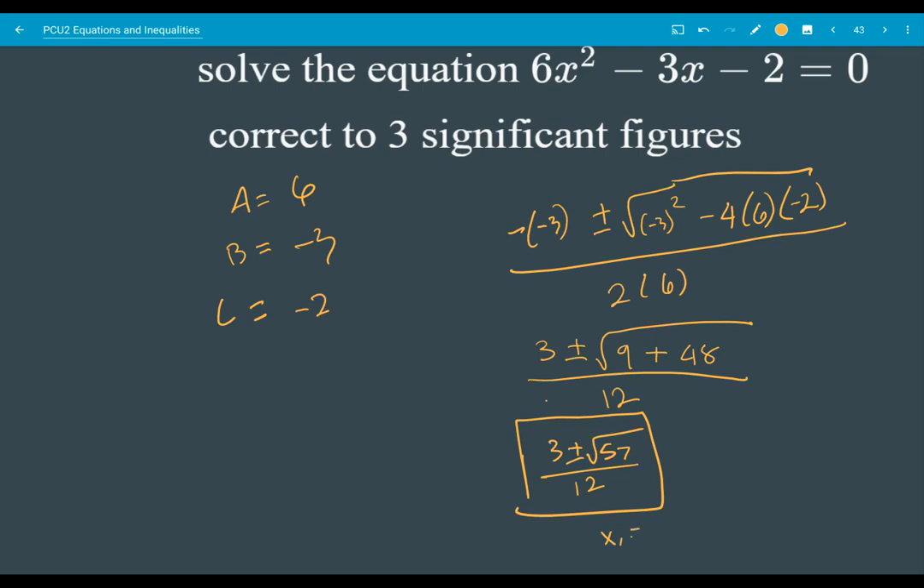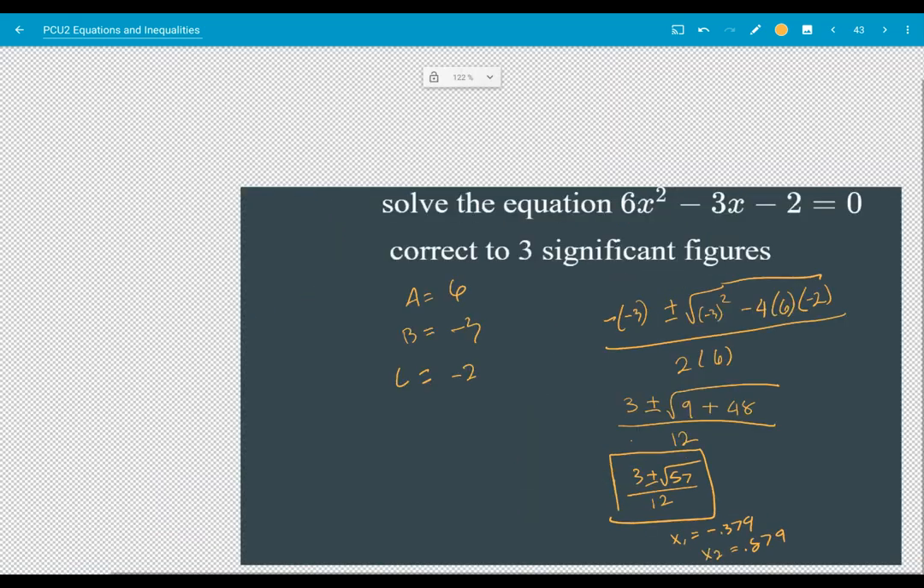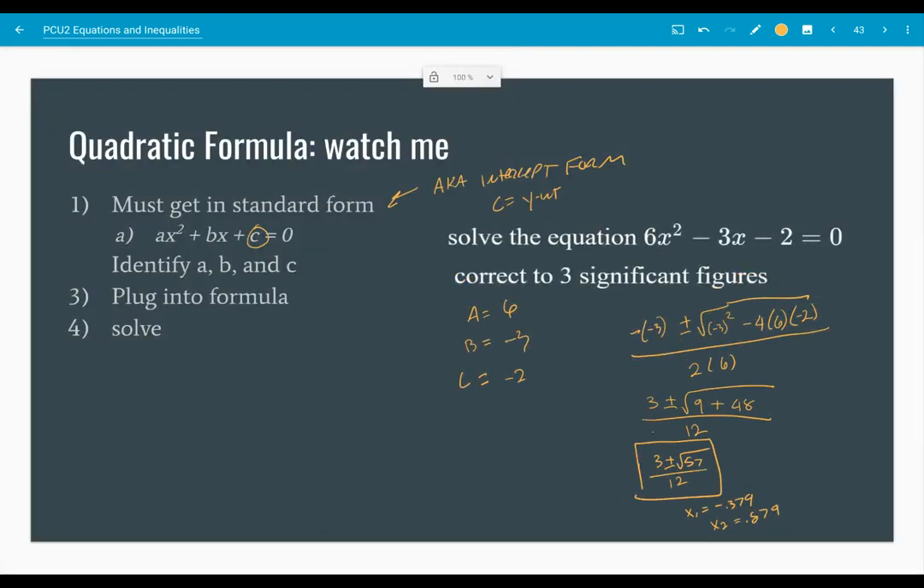Where you get x1, our first solution, -0.379. Our positive solution, or x2, equal to 0.879. So those are the two solutions. That's how you use the quadratic formula.